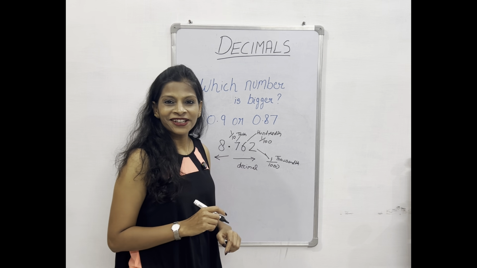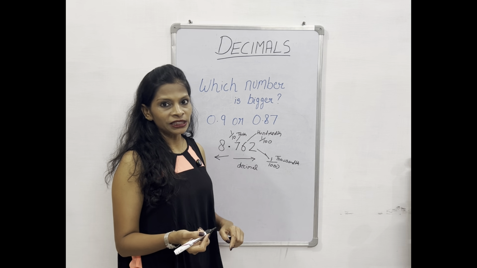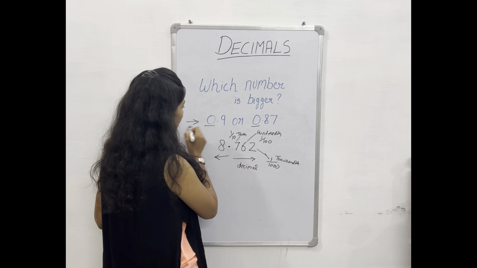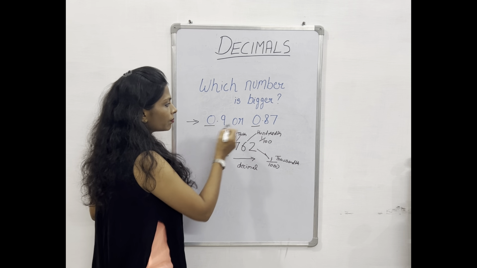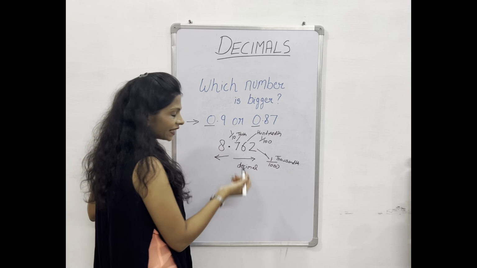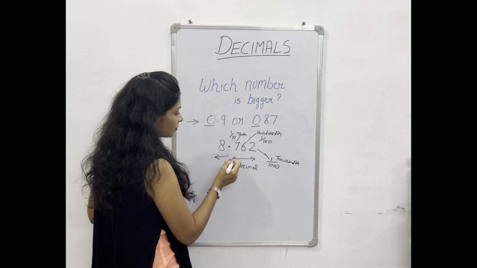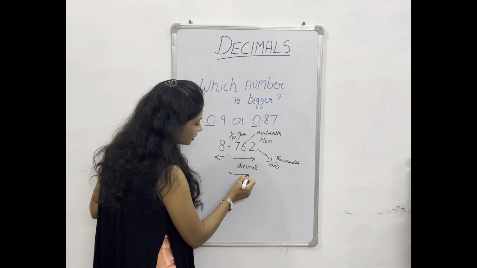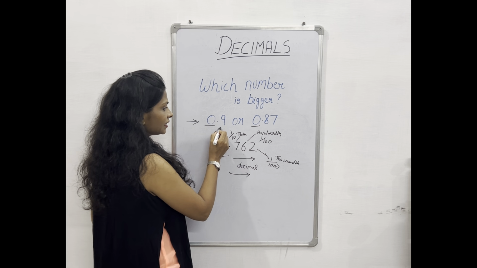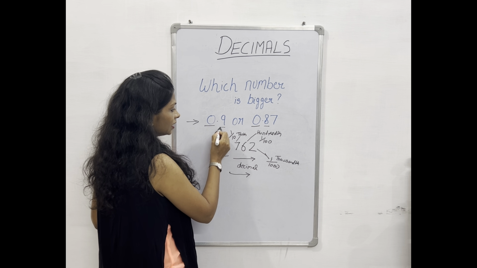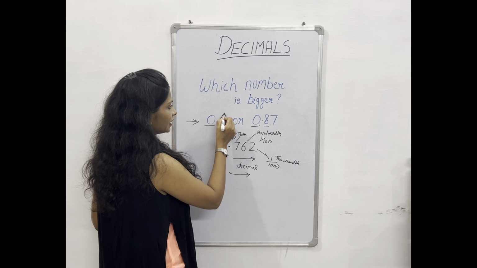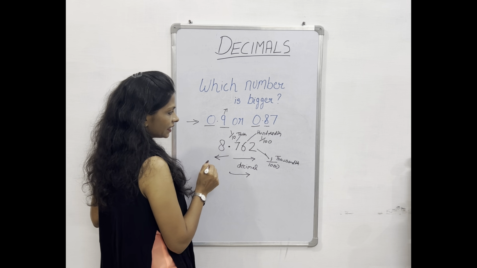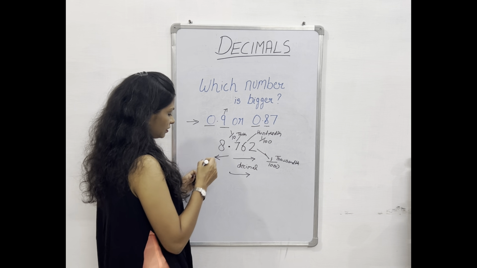So when I have to compare two decimal numbers, the first thing I compare is the whole number. In the example I have taken here, the whole number is 0 in both places. The next thing we compare is the decimal part. When comparing decimal numbers, I move from the decimal towards the right hand side. So the first thing I check is the tenth value. Here the tenth digit is 9 and the tenth digit here is 8. Since 9 is greater than 8, 0.9 is bigger than 0.87.